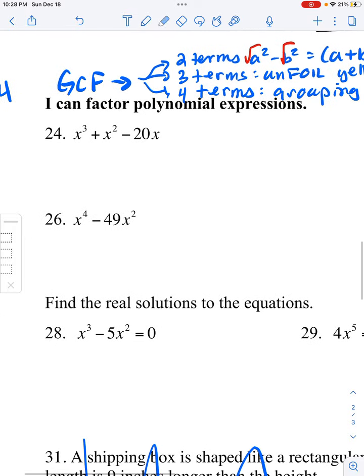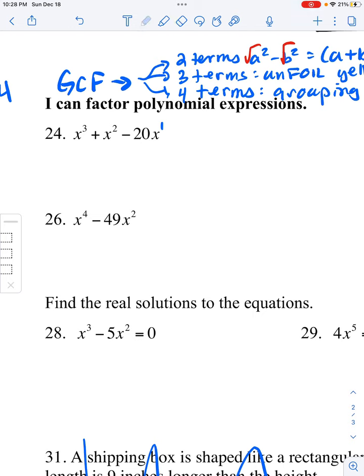So in this first problem, I look and I go, oh, there's 3 parts, so I'm going to ultimately have to unfoil it. But first I see if there's a GCF, and there is. They all have an x. You can only take out however many x's the least guy has. So in that case, that's x to the first.